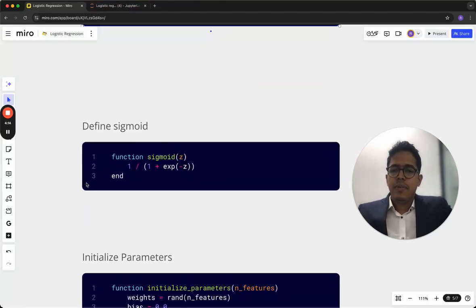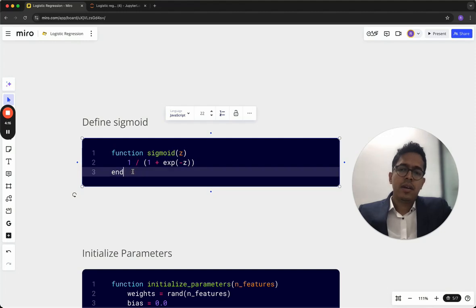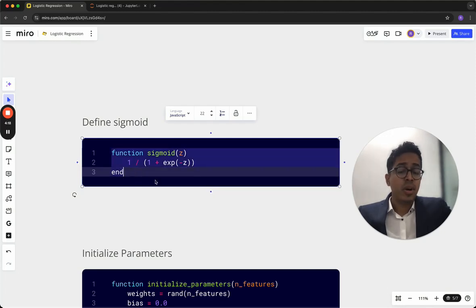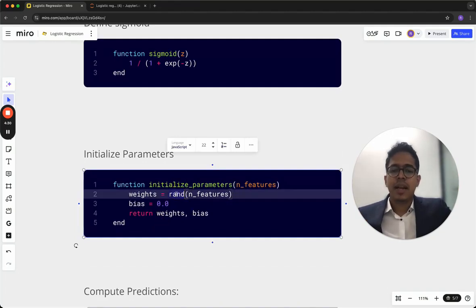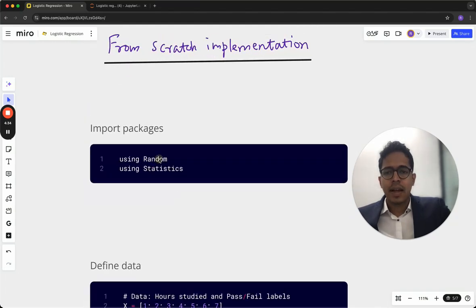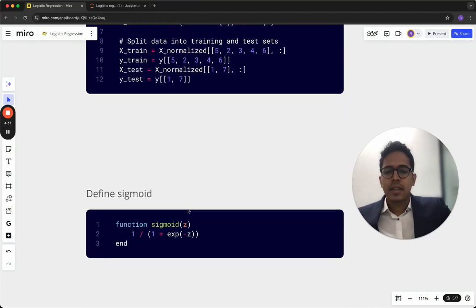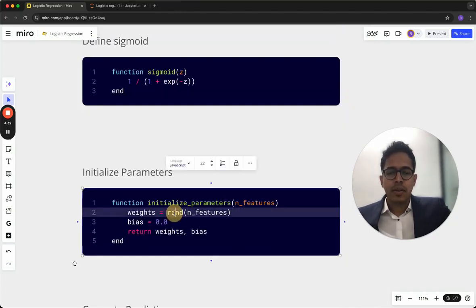Now, after defining the data set, we need a few functions. So definition of sigmoid. Sigmoid is literally the output itself. So y cap equal to 1 by 1 plus e raised to minus z, right? And here initialize parameters. So this is where we use the rand function, and this is why we need the random package. This rand function will generate a random set of weights.